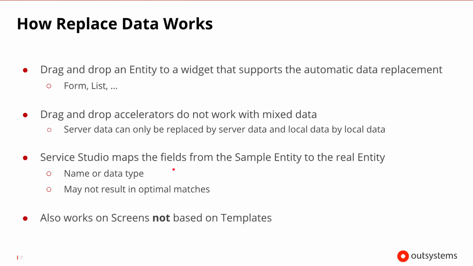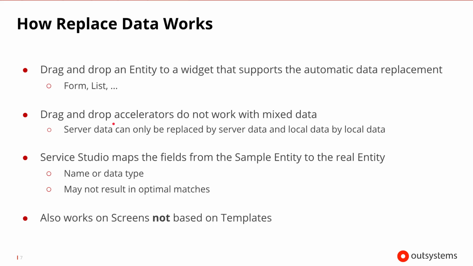Now, this obviously may result in suboptimal matches because occasionally it won't have any exact names and the data types may not be similar either. So there is some guesswork here that the system is doing to try to map and associate these.